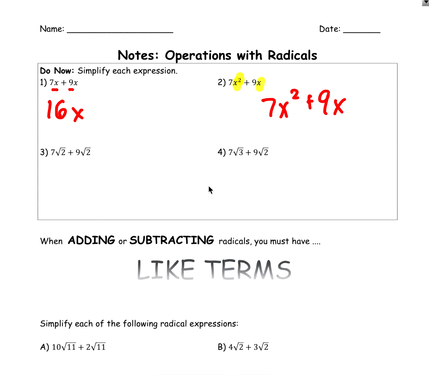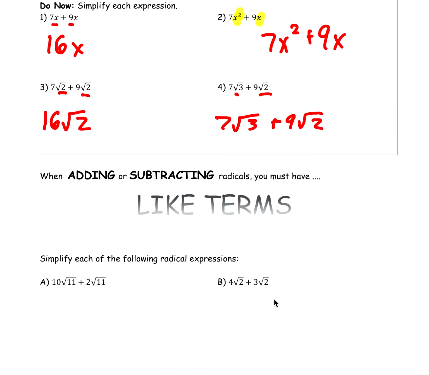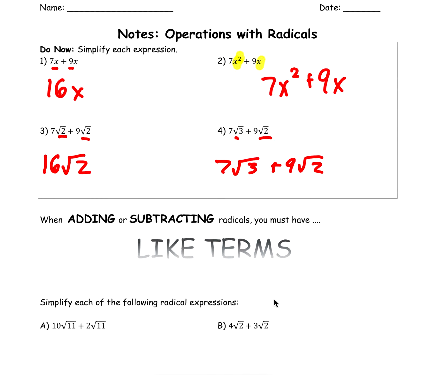You cannot add unlike terms. In radicals it is very similar rules. So if we take a look at number 3, we have the same radical, radical 2, radical 2. So these are like terms. We can add them. So that would be 16 radical 2. And look at number 4, we have radical 3 and radical 2. Those are unlike terms. You cannot add them, so this would just stay, similarly to number 2, 7 radical 3 plus 9 radical 2. And when adding, subtracting radicals, we must have like terms.